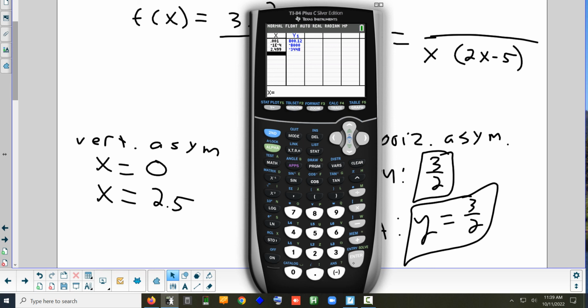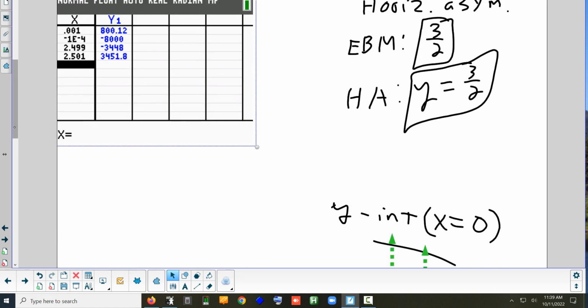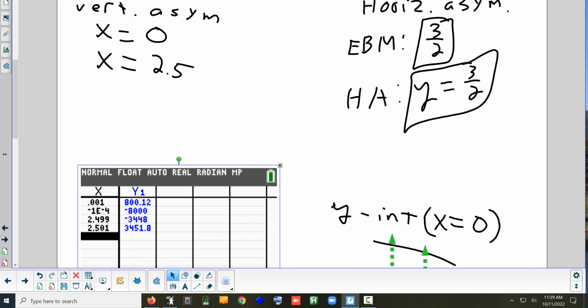2.499. Okay, good. Down at negative 3,448. Yep. And 2.501, and we're up at 3,451. So the point is that near the asymptotes, it should go way up and way down. I guess they could both go up.